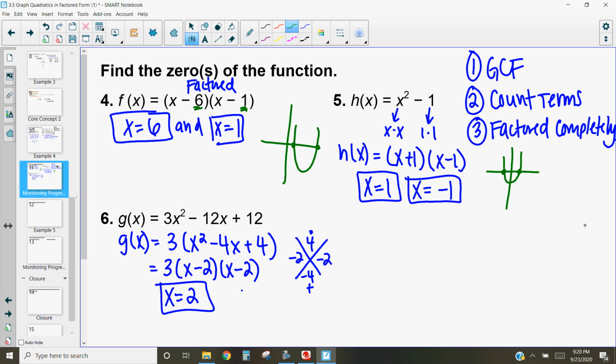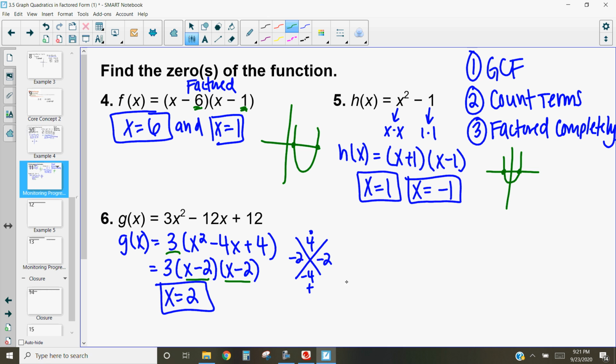This last one here is extra special, 3x squared minus 12x plus 12. So what this one tells us is as we factored out, there is a greatest common factor and that number is 3. And then we want to factor the remaining polynomial using our x method. So I factor that trinomial and I get 3 times x minus 2 times x minus 2. Now notice how both of these are x minus 2. So we actually only have one solution here, and that solution is going to be when x equals 2.